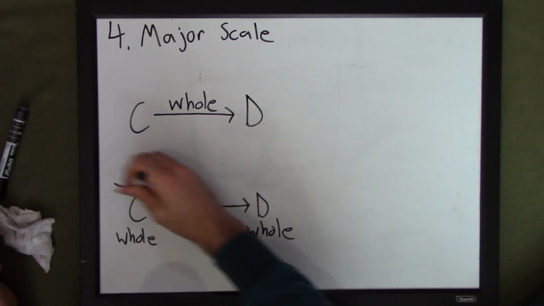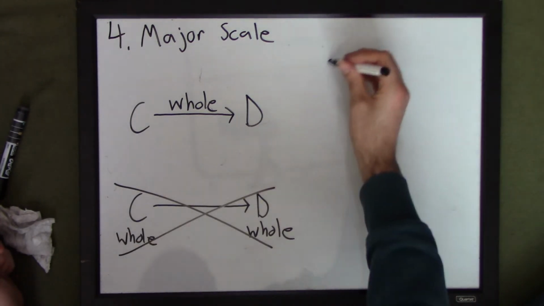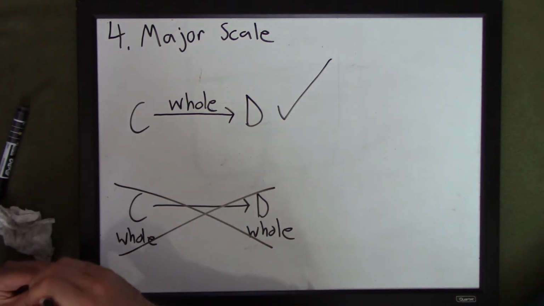From E to F is a half step. That's how that goes. So make sure that you don't confuse yourself. So let's do another example.